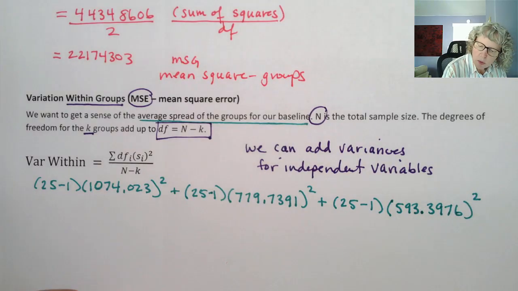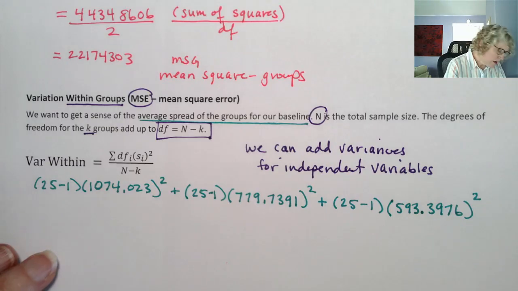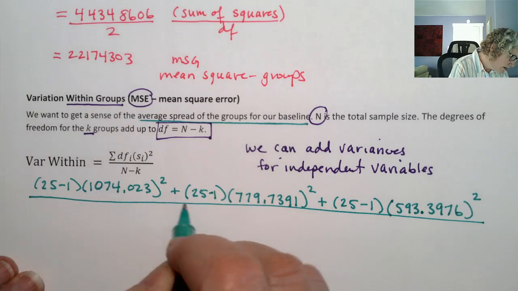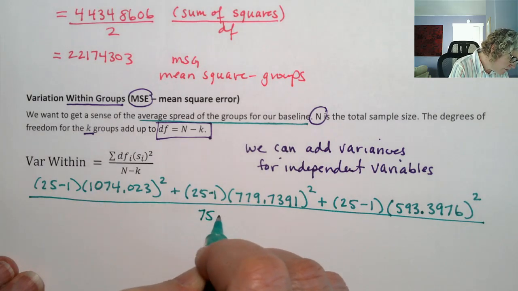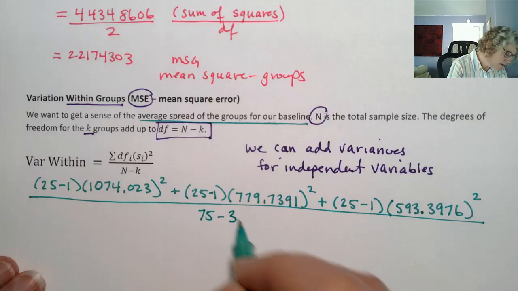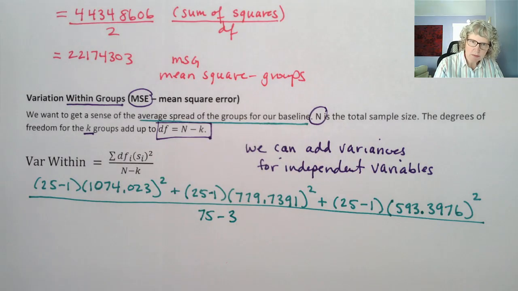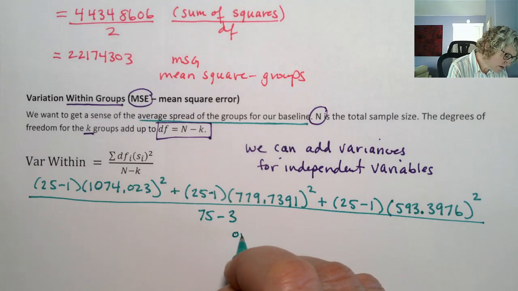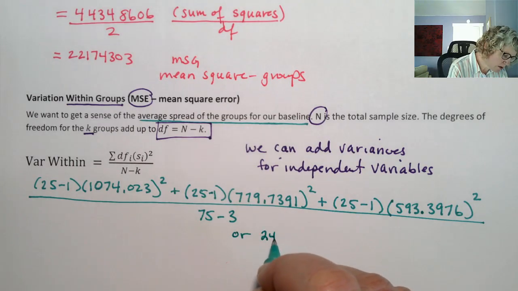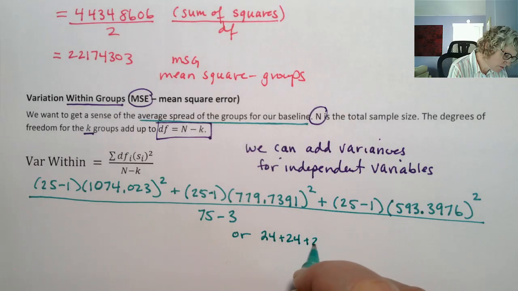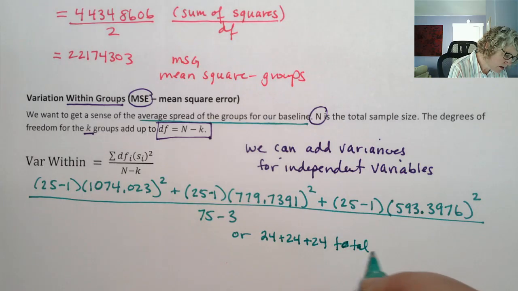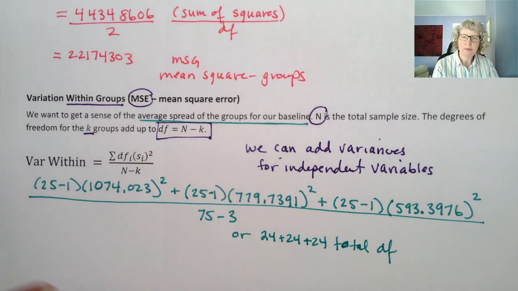593.3976 squared. Okay, great, and that is all over capital N, which we have 75 data values, minus K, which is 3 groups. Okay, that's going to be 72. You might also notice that that's the same as 24 plus 24 plus 24. That's our total degrees of freedom. Okay.